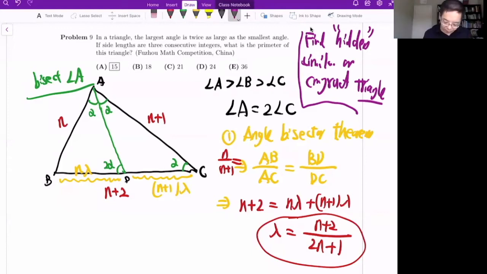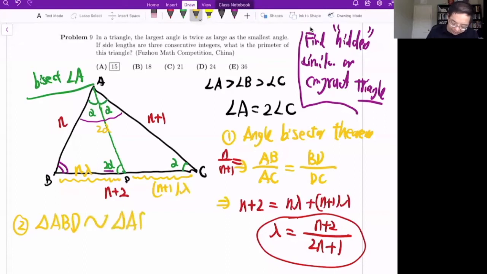All right, so let's see here. Do we have similar or congruent triangles? The answer is yes, because if you look at these 2 angles, B is a common angle, right? So here you have 2 alpha, and this is also 2 alpha. So from here I deduce, number 2, that triangle ABD is similar to triangle ABC, right? Because they have 3 equal angles.